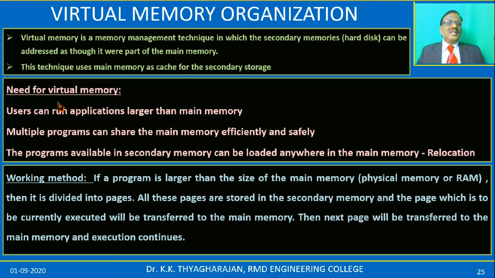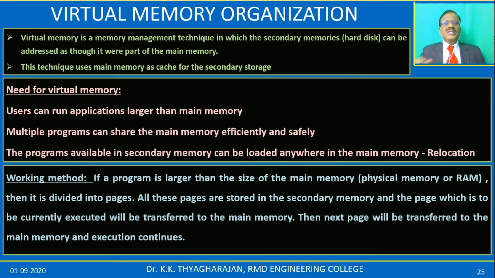So what is the need for virtual memory? Users can run applications larger than main memory, and multiple programs can share the main memory efficiently and safely. The programs available in the secondary memory can be loaded anywhere in the main memory, and this is called relocation. So how does it work?